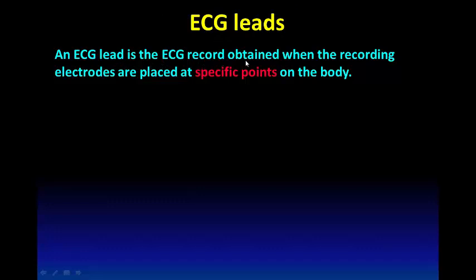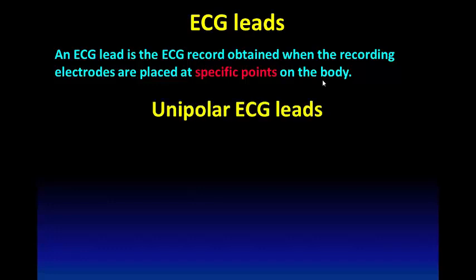It is the actual record obtained on the ECG paper as it comes from the ECG machine, or on the monitor or on the computer, when the recording electrodes are placed at specific points on the body. How many ECG leads can we have? We can have 12 ECG leads. 9 of these 12 ECG leads are unipolar ECG leads, and the remaining 3 leads are bipolar leads.